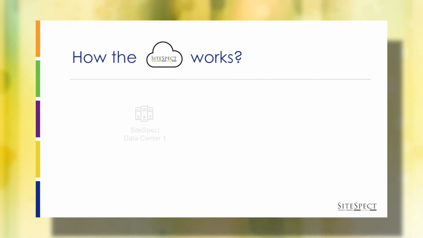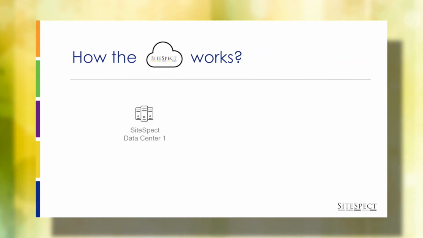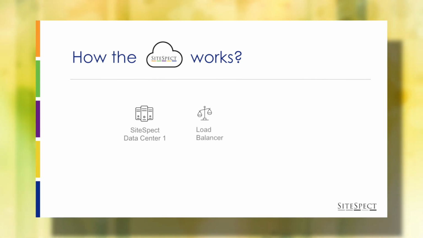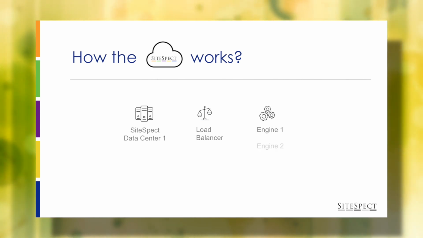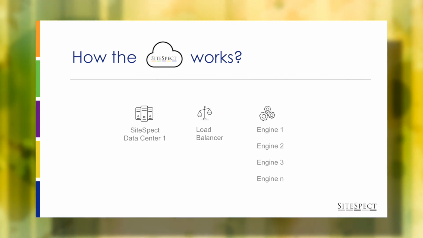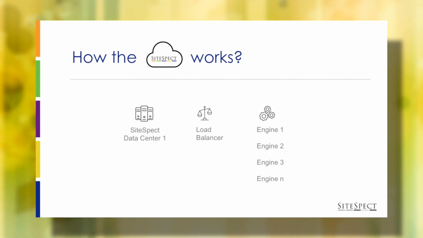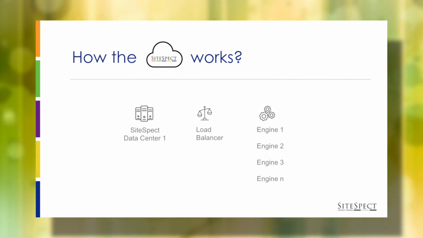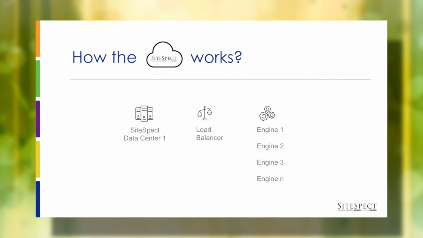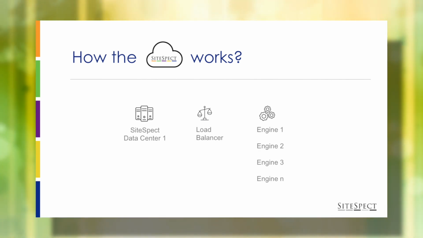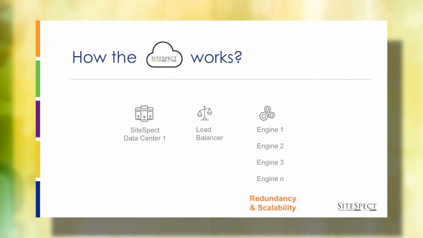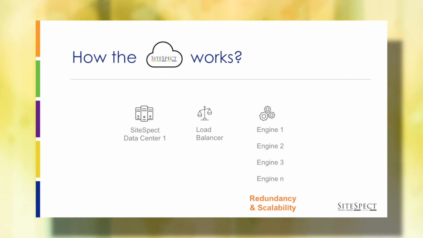The SiteSpect Cloud is made up of multiple data centers strategically located across the globe. Within each data center, there is a load balancer and multiple devices that we call engines. The engines are what actually perform the work. They are all configured with the same campaign configurations. User sessions are managed through cookies. This architecture allows us to route a user's traffic to any SiteSpect engine, providing both redundancy and scalability.